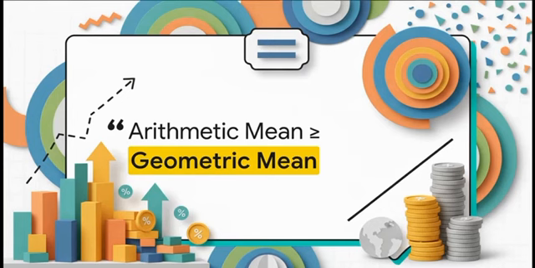Okay, this brings us to a fundamental rule. This is non-negotiable, you must memorize it. The arithmetic mean will always be greater than or equal to the geometric mean for a series of returns. The only time they are equal is if there is zero volatility, if every single return is exactly the same. The second you introduce any ups and downs, the arithmetic mean will be higher.